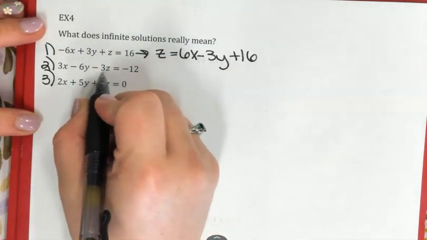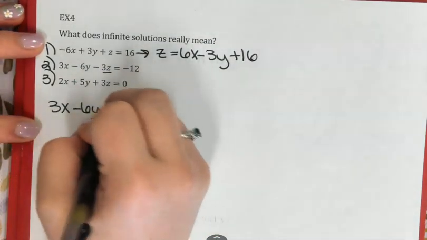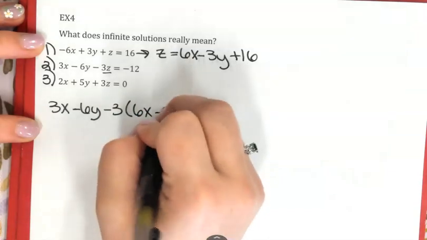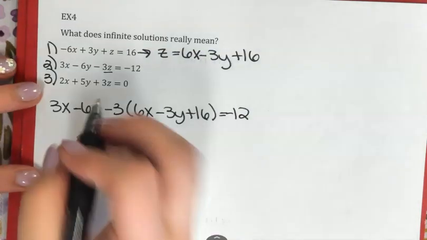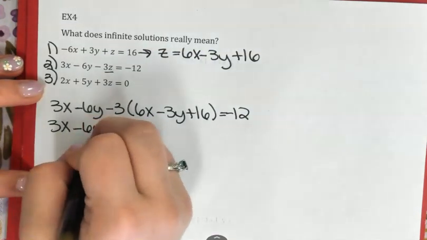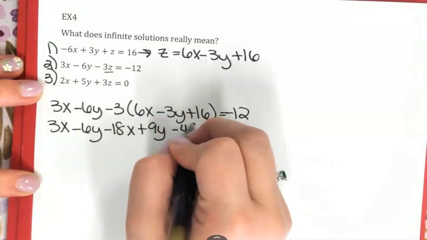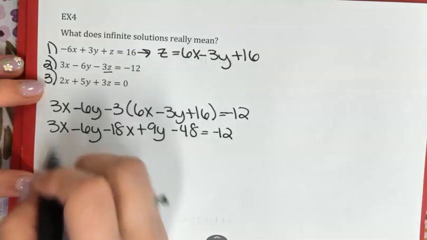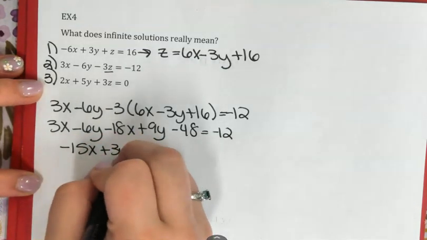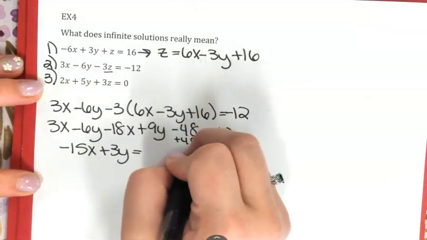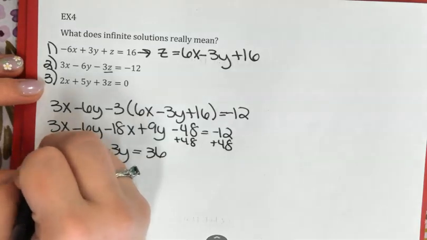Starting with equation 2, that will give me 3x minus 6y minus 3 times 6x minus 3y plus 16, which equals negative 12. I'm going to distribute. Combine like terms. Negative 15x plus 3y equals 36. That's my equation A.